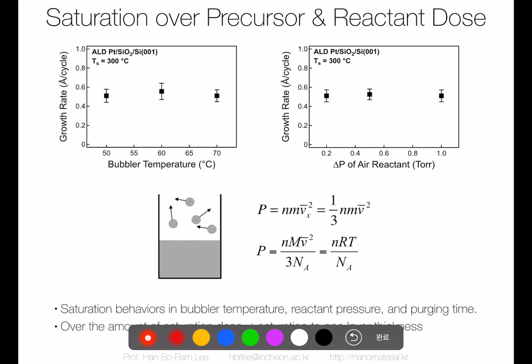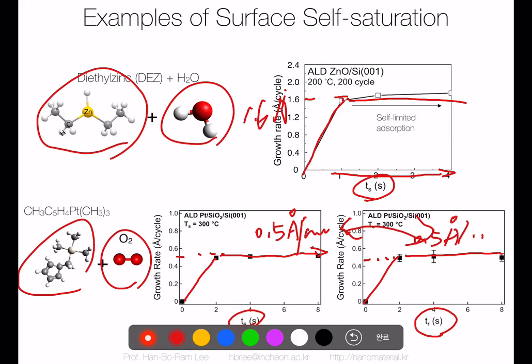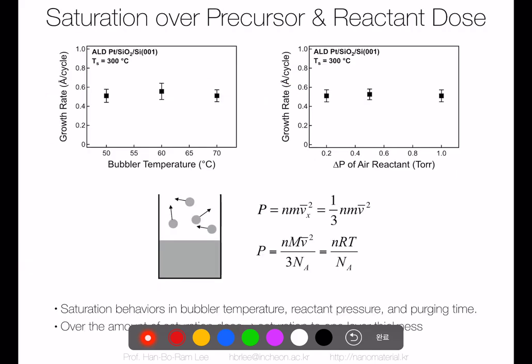So there is a lot of saturation behavior. As we can see in this graph, typically most researchers show the saturation behavior over precursor exposure time or reactant exposure time. But you can see a lot of saturation behavior, for example with the bubbler temperature, or the canister temperature. If you increase the canister temperature, as I already explained in chapter one and the review of the fundamentals, the temperature increases the pressure based on the Clausius-Clapeyron equation.